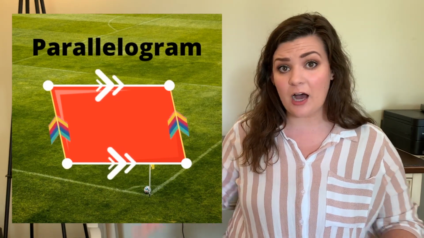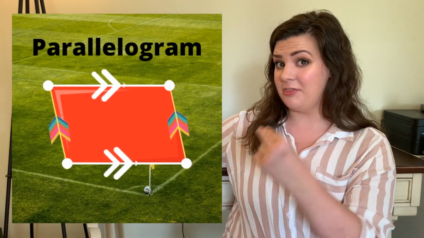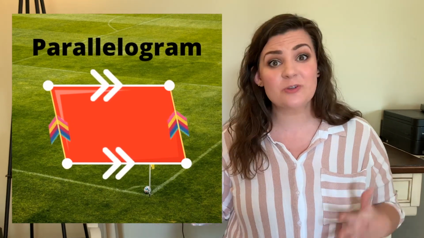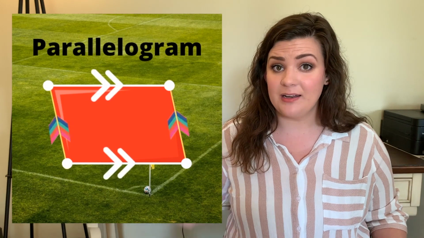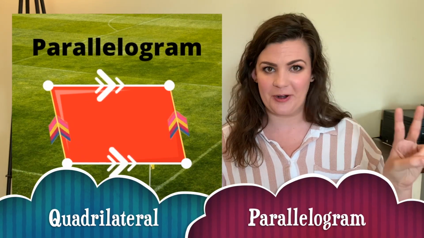Do you see how these two sides are the same length? Can you see how these two sides are the same length? As long as the pairs are the same length, this quadrilateral can be a parallelogram. So this polygon here is known as a quadrilateral and a parallelogram.